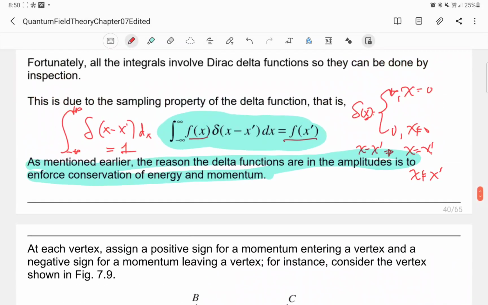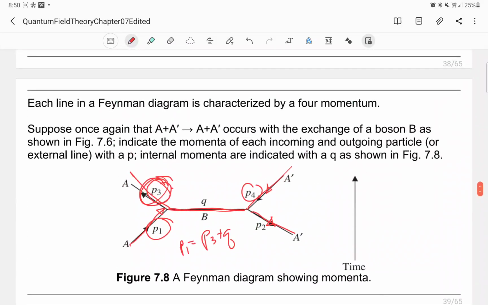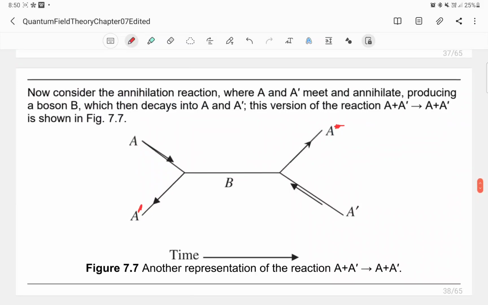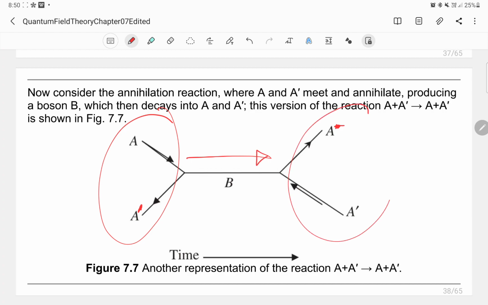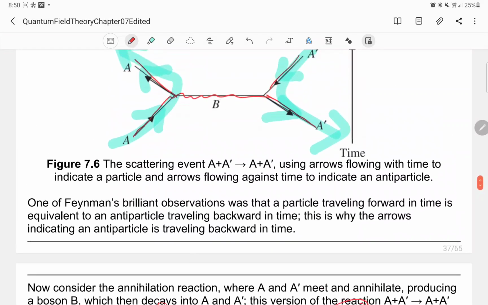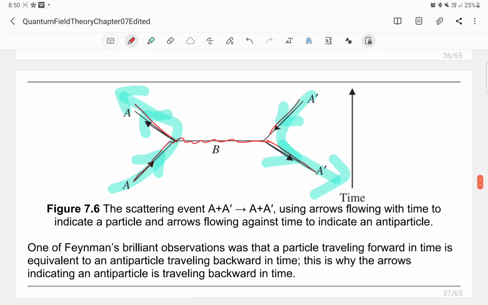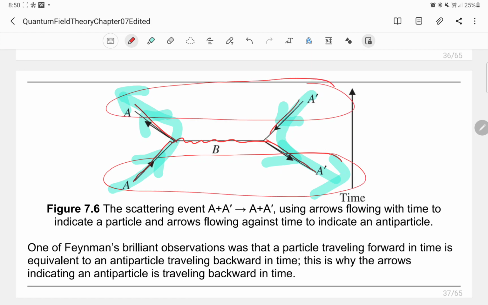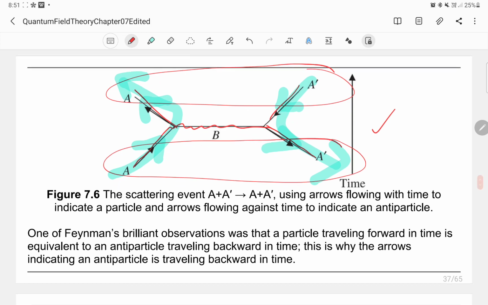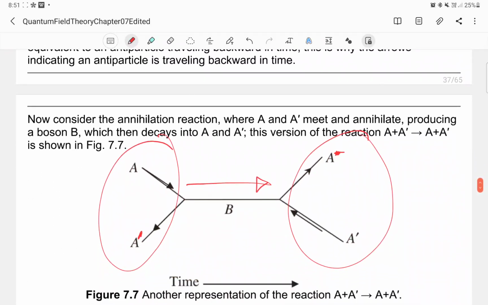So we have the same incoming and outgoing particles. Here you have a and a prime as incoming and outgoing a and a prime, and here you have the same incoming and outgoing. In this case, you have an interaction, a scattering interaction, and here you have annihilation, then creation.